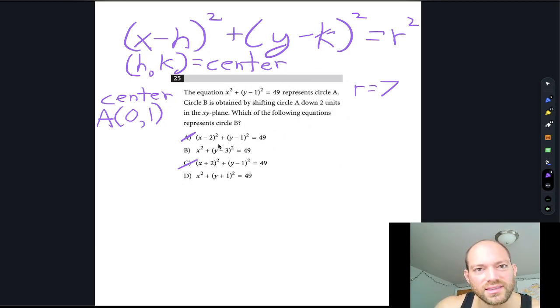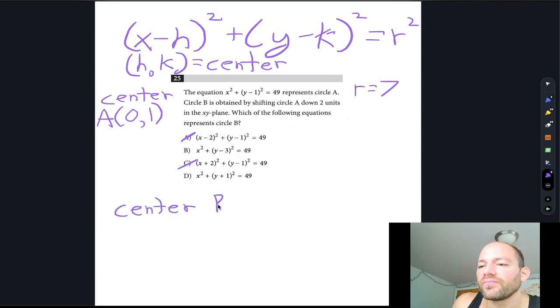This test is more than a test of your math knowledge. It's also a test of your will. But let's go ahead and just do it for real. So we know that it's shifted down 2 units. So the original center of A is 0, 1. So that means that the center of B is going to be, what's 1 shifted down 2? It's going to be 0, 1 minus 2, 0, -1.